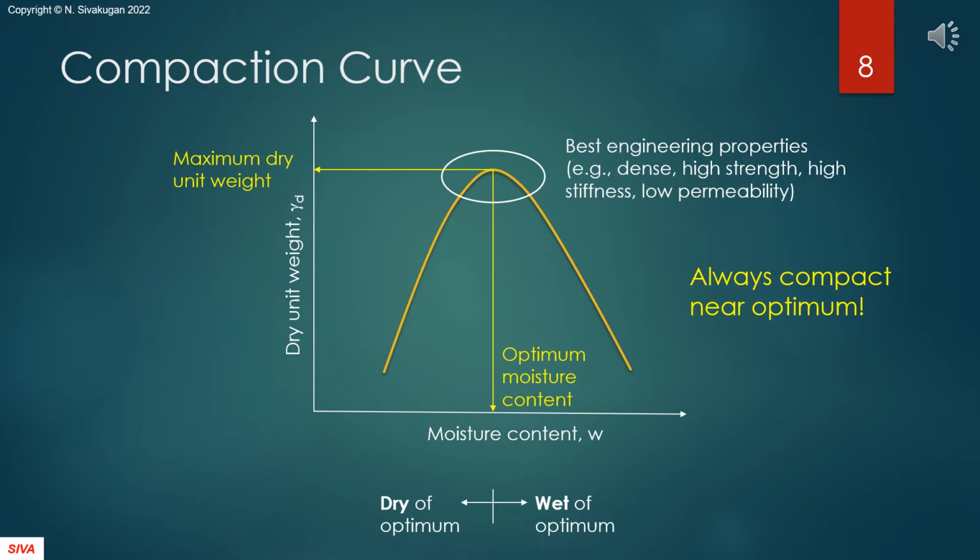In a typical compaction curve, the dry density or unit weight peaks at a certain moisture content known as the optimum moisture content. The corresponding dry unit weight is called the maximum dry unit weight. The best geotechnical properties are obtained when a soil is compacted near the optimum moisture content, giving the soil high strength and stiffness, and low permeability. When a soil is compacted at a moisture content less or more than the optimum moisture content, it is known as compacting dry or wet of optimum, respectively.